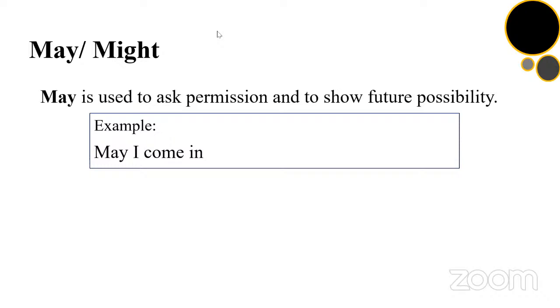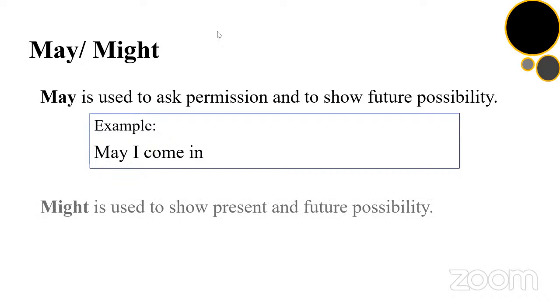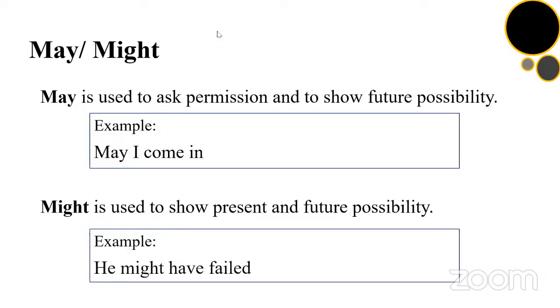May and might. May is used to ask permission and to show future possibility, as in, May I come in, as we usually say. Might is used to show present and future possibility, what is happening now and what will happen in the future. He might have failed. If he didn't work hard, he might have failed.